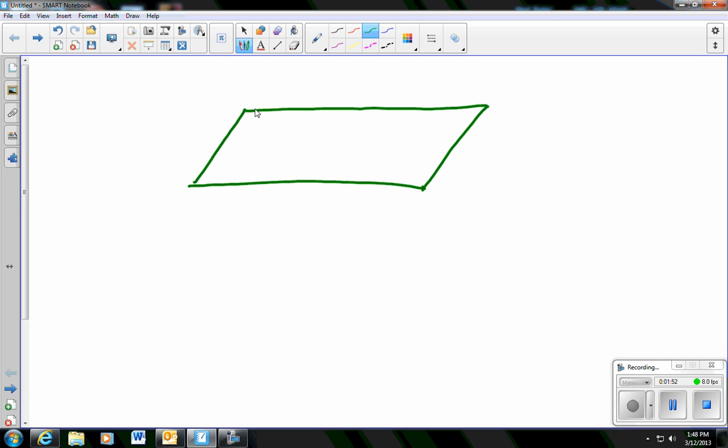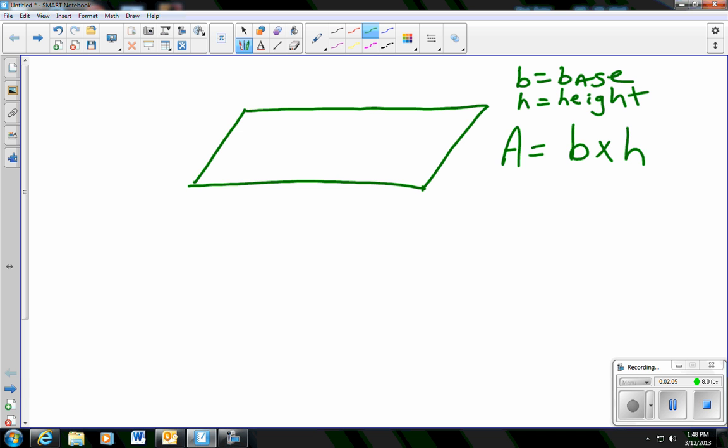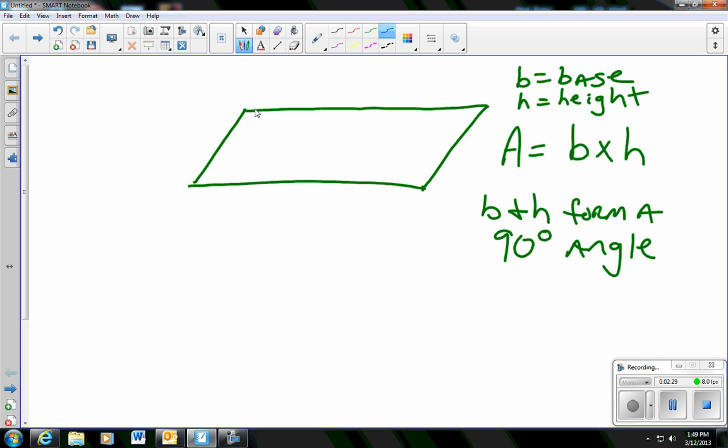So to find the area, the formula is area equals base times height. B equals base, and H equals height. And the important part to remember here is that base and height form a 90-degree angle. So if they're giving you measurements of several different sides, the only two you're concerned with are the two sides that make a right angle.